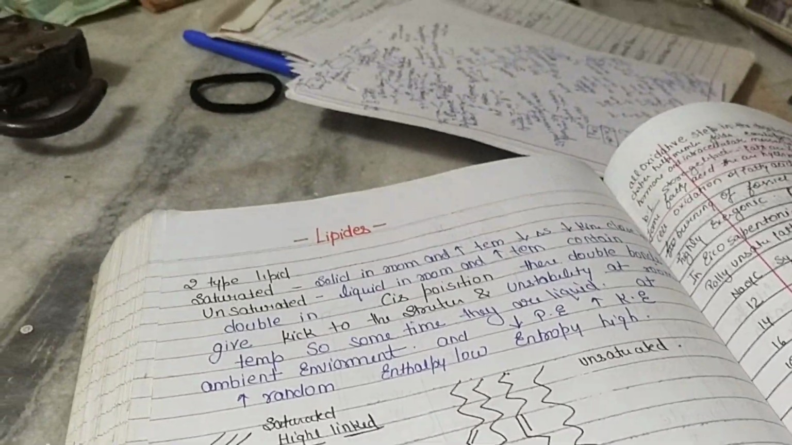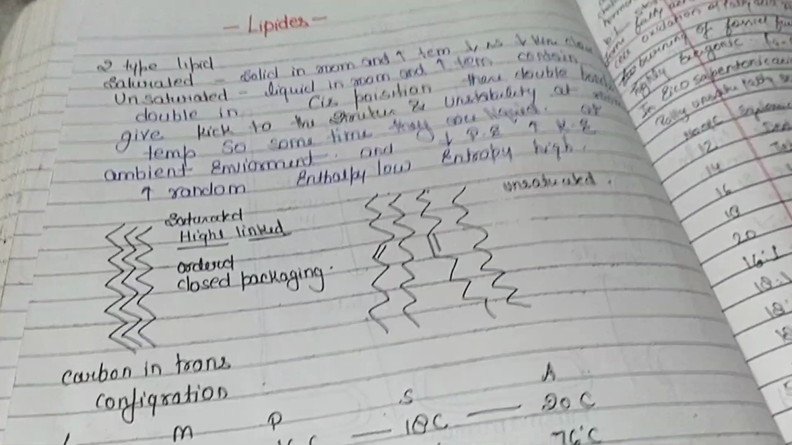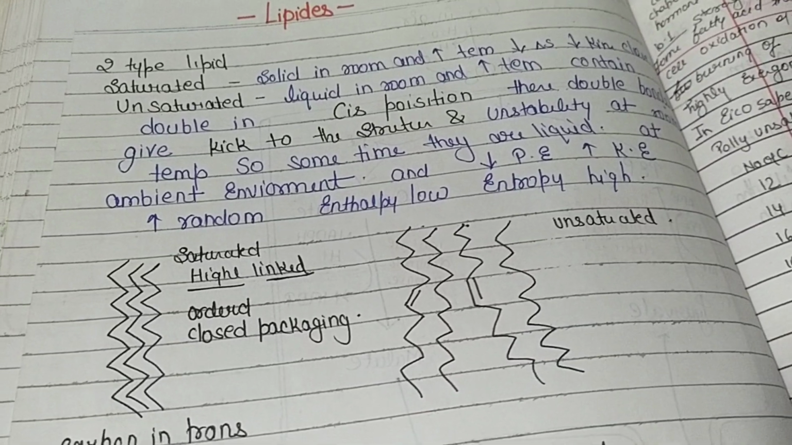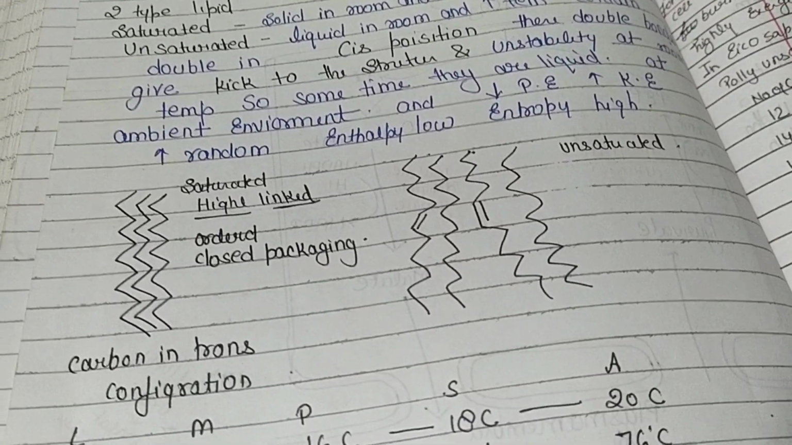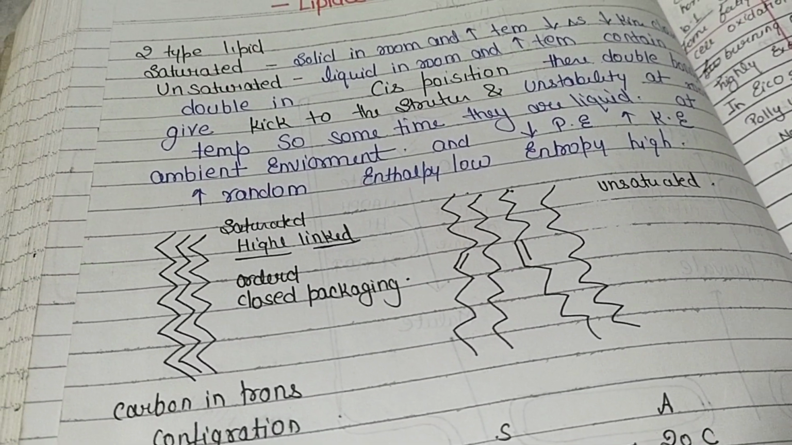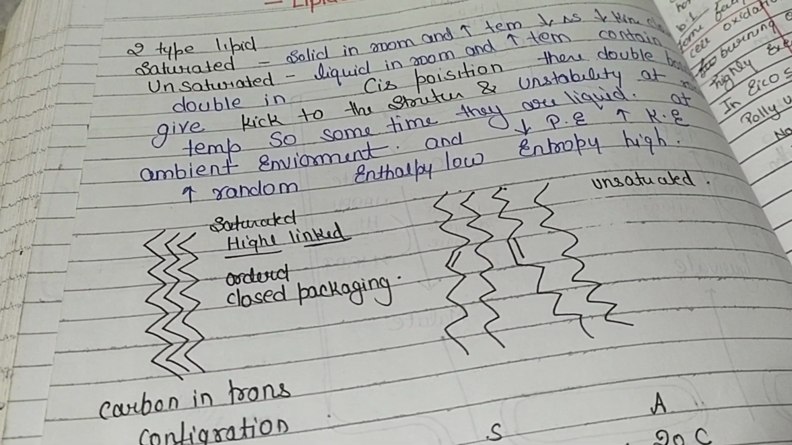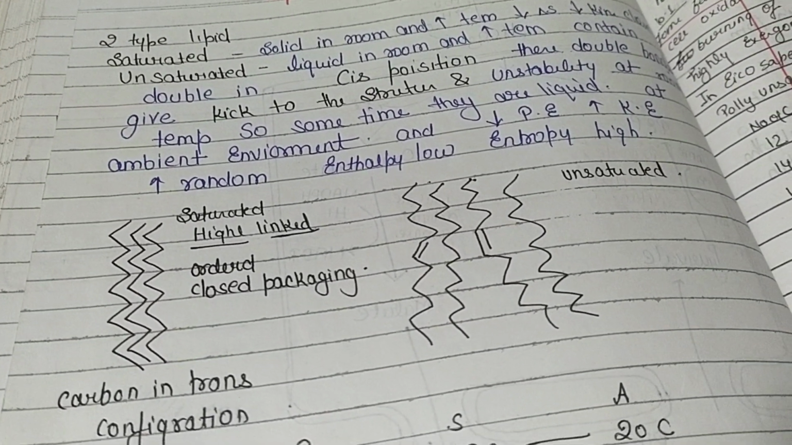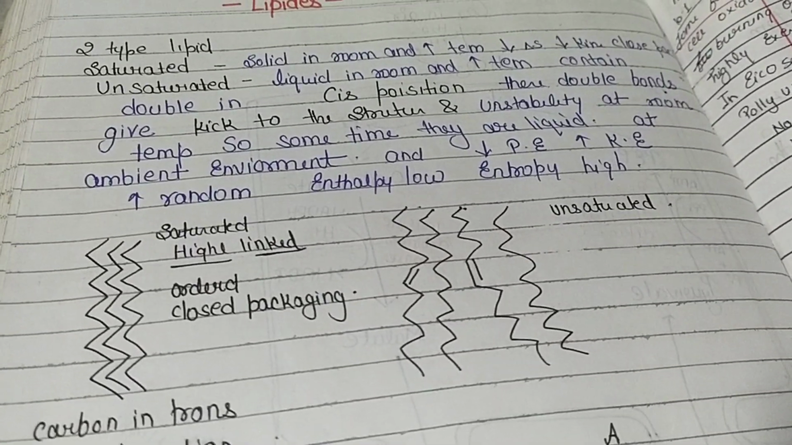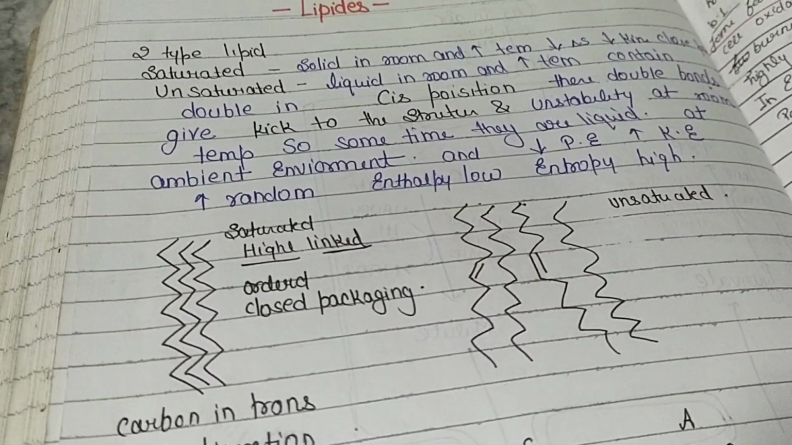Today's topic is lipids. So let's get started without delay. Here we mentioned two types of lipids: saturated, which are solid at room temperature, and they have low entropy and low kinetic energy, high enthalpy.